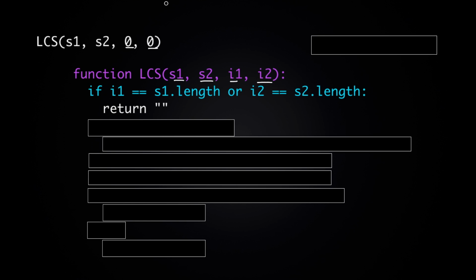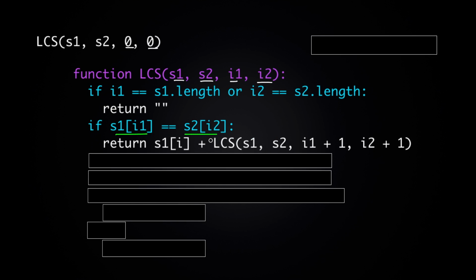And the next case that we need to take care of is when the current letters that we're examining, S1[I1] and S2[I2], are the same. If that's the case, we're going to return S1 of the current letter, S1[I1], it should be I1 here, concatenated with the longest common subsequence of S1, S2, I1 plus 1, and I2 plus 1.